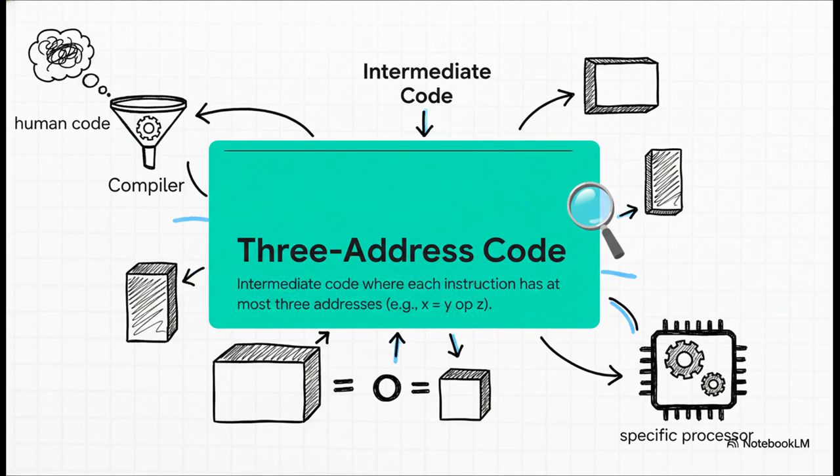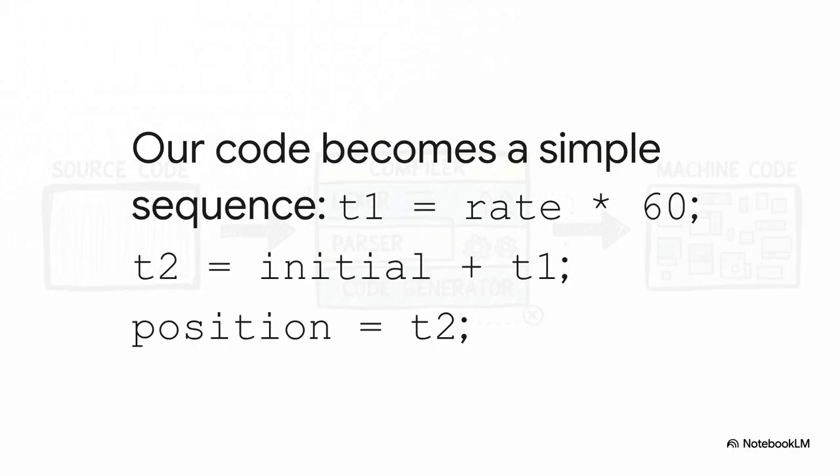This is such a key idea because it means you can take the same front end that understands C++ and pair it with different back ends. That's how the same code can eventually run on your iPhone, your Windows laptop, or some giant supercomputer. And look at this. You can see how our original single line of code gets broken down into this intermediate form. It's now a simple step-by-step recipe that any machine could follow.